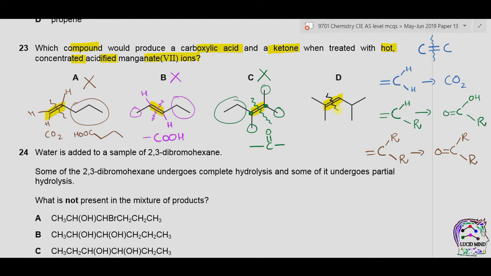Now in D we can see that this double bond is broken and this carbon consists of 2 alkyl groups. So it will form ketone. And this second carbon consists of 1 hydrogen atom and 1 alkyl group. So it will form carboxylic acid. As both carboxylic acid and ketone are formed, therefore D is correct.